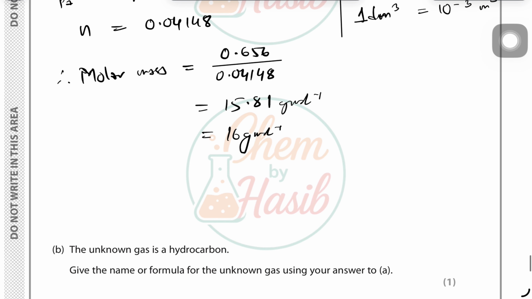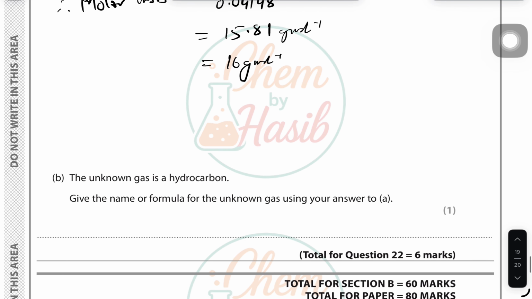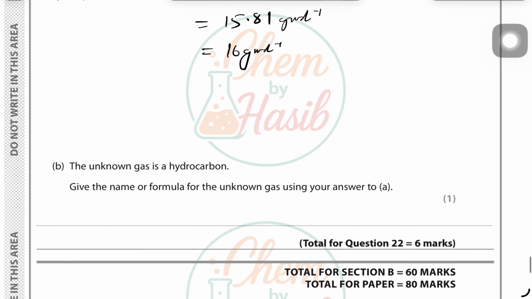Now the next question says you are to give the name or formula of the unknown gas using your answer to A. It says the unknown gas is a hydrocarbon. So what you can do is start with the simplest hydrocarbon. Now which is the simplest hydrocarbon? The simplest hydrocarbon is methane, right? So you start with methane.